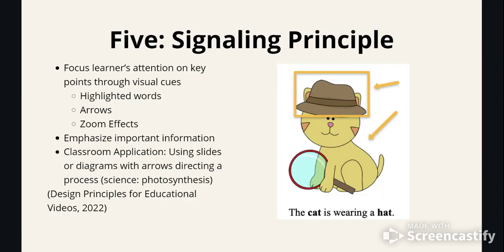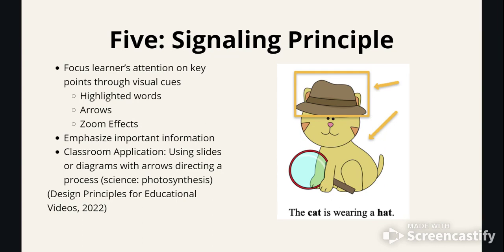The fifth principle is the signaling principle. We want to focus learners' attention on key points through visual cues. This could look like highlighted words, arrows, or zoom effects to emphasize important content. So classroom application, we want to use slides or diagrams with arrows directing a process. So in science, this would be good for photosynthesis or any of the other processes.